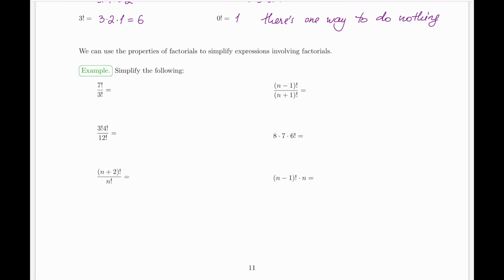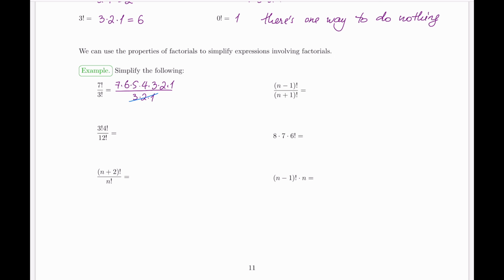Simplify the following expressions. So here we have 7 factorial divided by 3 factorial. Don't just go and start canceling things out. We have to think about what the factorial represents. So 7 factorial is 7 all the way down: 6, 5, 4, 3, 2, 1. Divided by 3 factorial, which is 3, 2, 1.